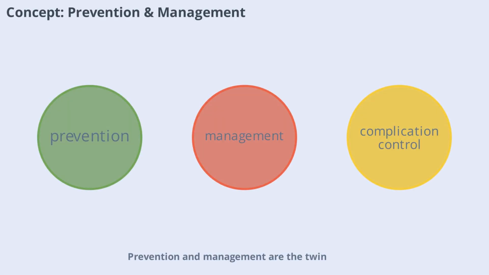Prevention and management are the twin pillars of complication control in oral surgery. Prevention involves careful planning, technique, and patient education, while management includes prompt intervention, documentation, and referral when necessary. Surgeons must balance both aspects to ensure safe and effective surgical outcomes.